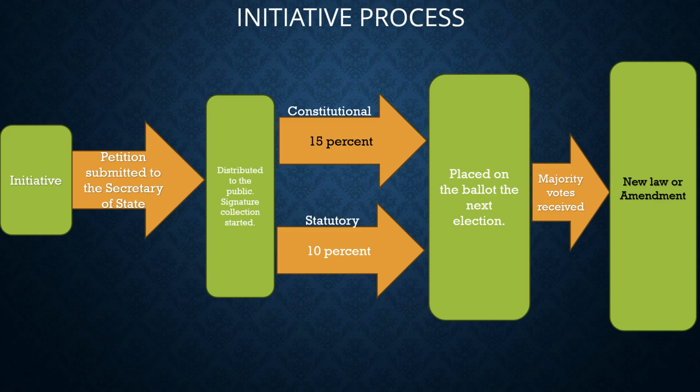For constitutional initiatives, you need a total of 15% of the voter numbers. For statutory, you need 10%. Most of the time when they collect signatures, they usually try to gain more just to cover the cases where signatures are thrown out. Once the collection has been attained, the Secretary of State goes ahead and places the measure into the ballot for the next election. During this next election, if the majority of voters approve, then the new law goes into action or the amendment goes into the Constitution.